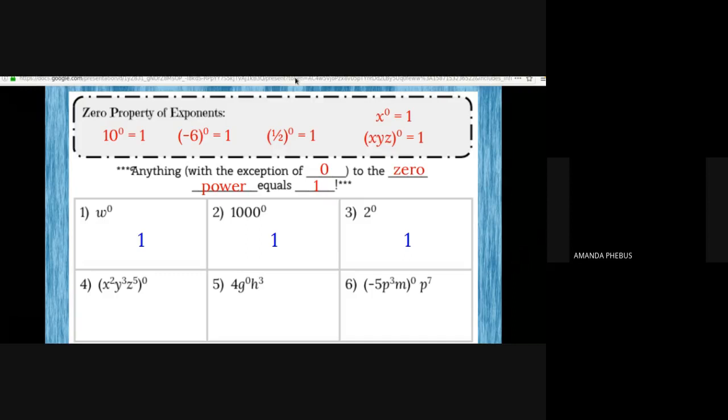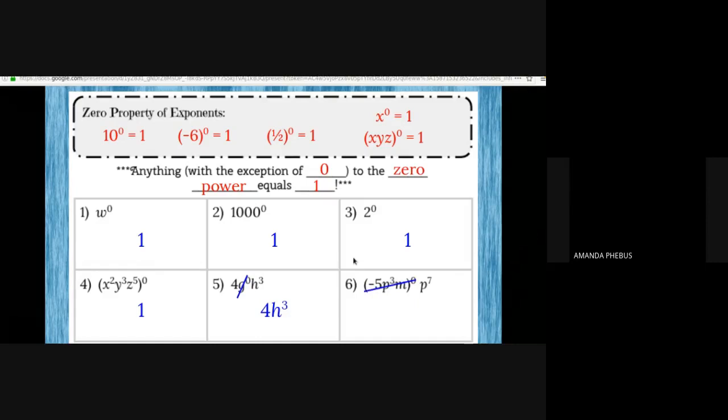All right, so 4. All of that is 1, because all of that is being raised to the 0 power, and anything, with the exception of 0, to the 0 power is 1. All right, now on number 5, only one part is being raised to the 0 power. G is being raised to the 0 power. So because just that piece is 1, I can mark it out. And I can see that I'm going to have a 4 and an h cubed left behind. And so my answer is 4h cubed. So try number 6 really quick. What do you get?